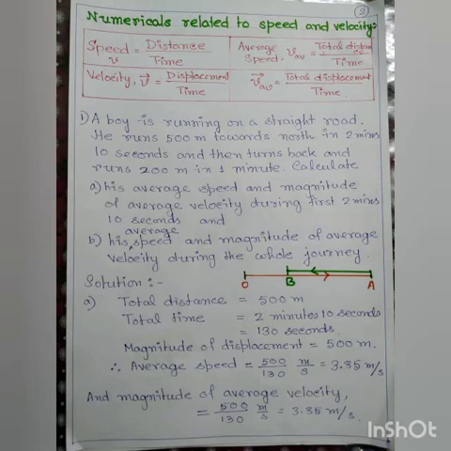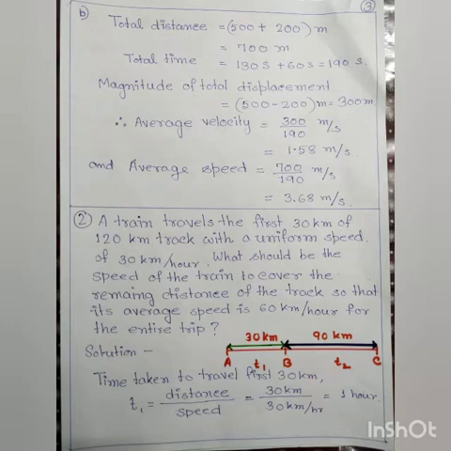Now for the second part of the numerical, the boy returns back from A to B along the same path but in the opposite direction. So now his final position is B. So what will be the total distance here? Total distance will be 500 plus 200 meters, that is 700 meters, and total time will be 130 seconds plus 60 seconds, that is 190 seconds.